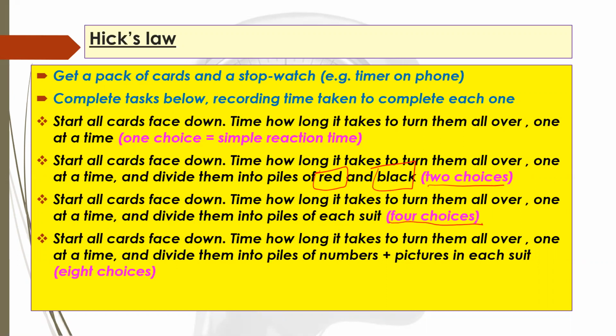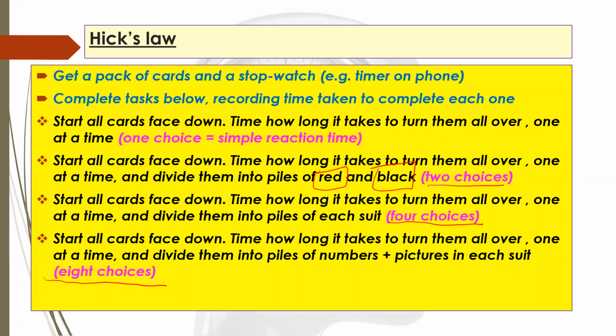And then the final one, from all the cards being face down, you turn them over one at a time and you divide them into piles of numbers and pictures in each suit. So when you've got the diamonds, all the pictured cards of the diamonds in one pile and all the number cards of the diamonds in another pile, and you do that for each of the suits, that's going to be 8 different choices. So you go from 1 to 2 to 4 to 8.